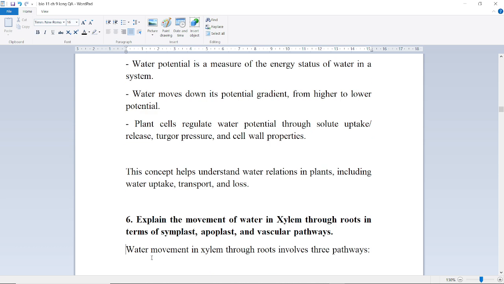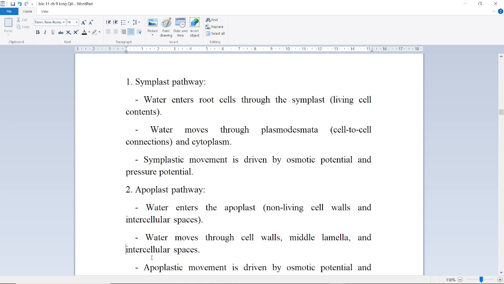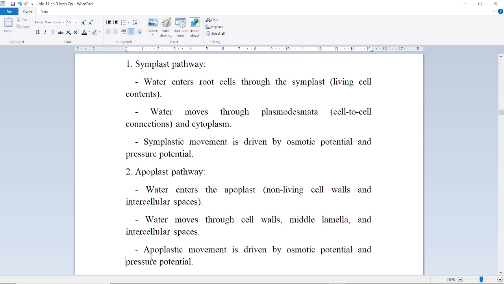Next question is: explain the movement of water in xylem through roots in terms of symplast, apoplast, and vascular pathways. Water movement in xylem through roots involves three pathways. First one is the symplast pathway. Water enters root cells through the symplast, the living cells. Water moves through plasmodesmata, cell-to-cell connections, and cytoplasm. Symplastic movement is driven by osmotic potential and pressure potential.